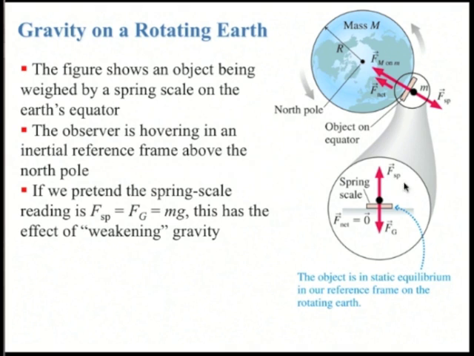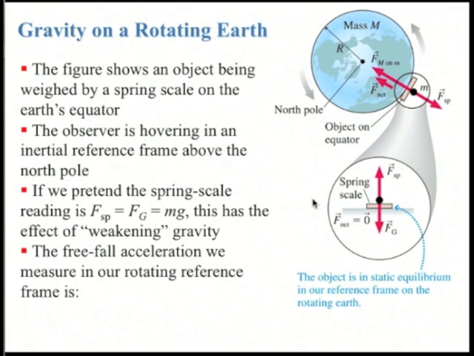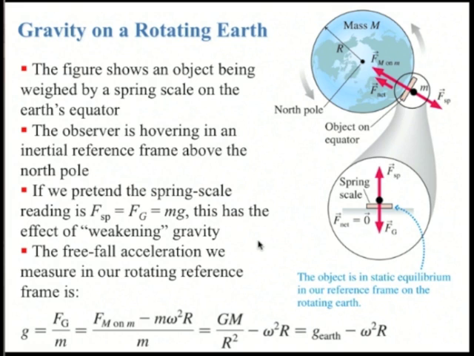So if you rotate this and look at the little free body diagram, you have two forces on the mass. One is the force of gravity pulling down, and one is the spring scale force pushing upwards on the object. If we were to assume that the spring scale was measuring the actual force of gravity, then the fact that the Earth was rotating would weaken our measurement, or would reduce our measurement of the gravity force.